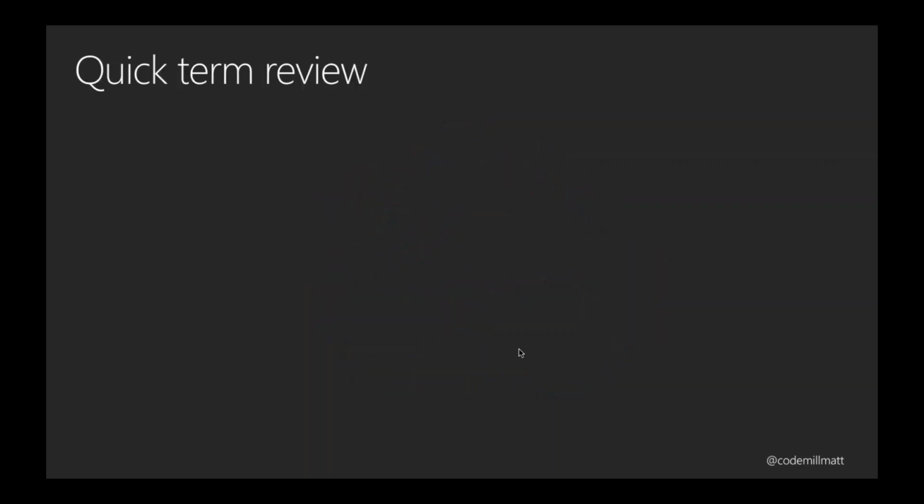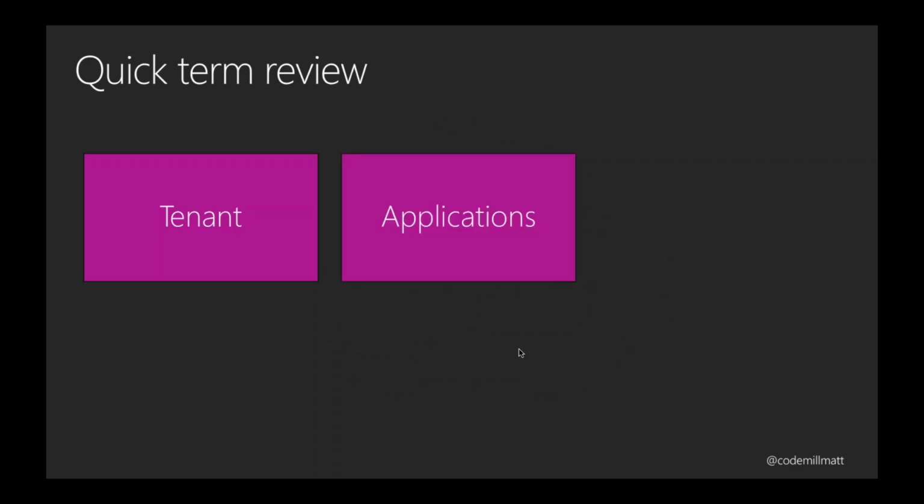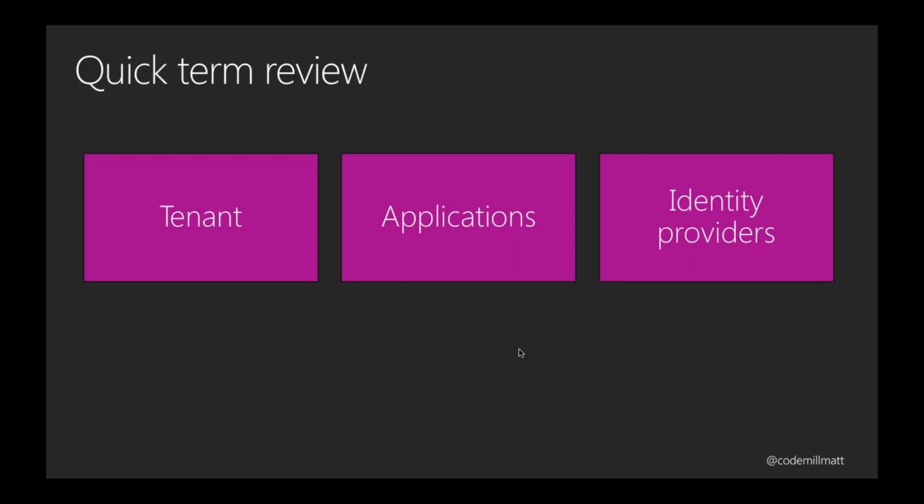So a quick term review: we have tenants. Tenants are like the overall basement where everything else belongs to. We have applications. Applications, again, model our real life app, our real life web API, but model it within the B2C tenant. Identity providers. This can either be a local email address and password, or things like Twitter or Facebook authentication.